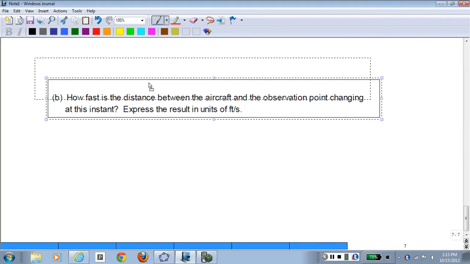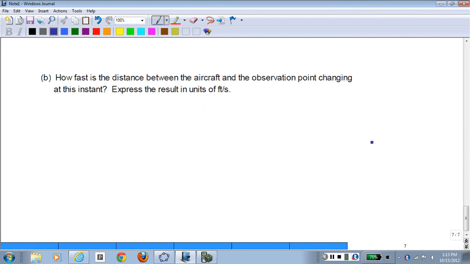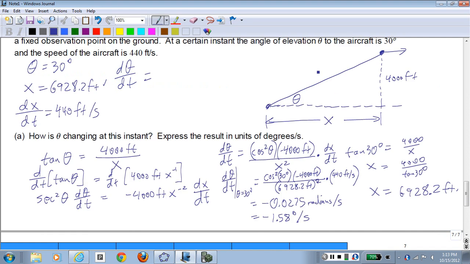Distance between the aircraft and the observation point. So that's the length of that diagonal. We could call that L, I suppose, if you want to. How fast is that changing at this instant? And express that in feet per second. So to use the picture that we had, if we call this L, then we're looking for dL/dt.